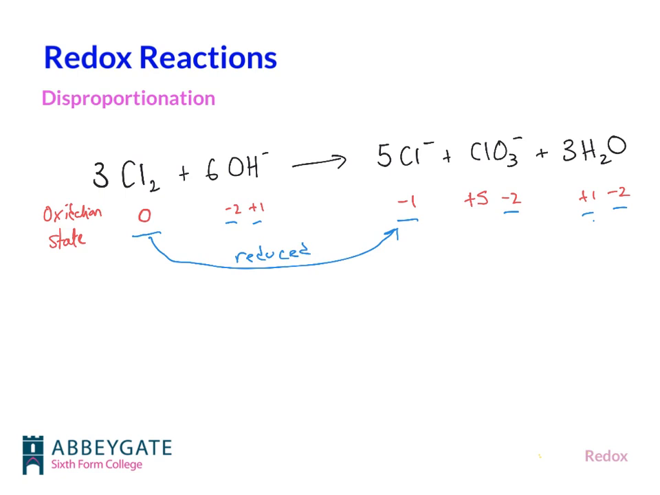But at the same time, it's also turning into oxidation state +5. So it's going from 0 to +5, so it's being oxidized. So in reactions where one species gets simultaneously reduced and oxidized, and it forms two different species with the same element in, we call this disproportionation. There are various other versions of disproportionation, but I'm just going to leave it at that for today, I think.